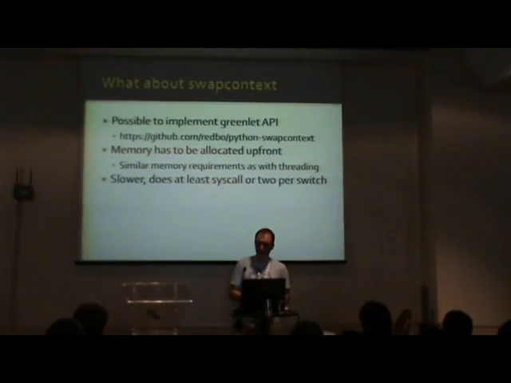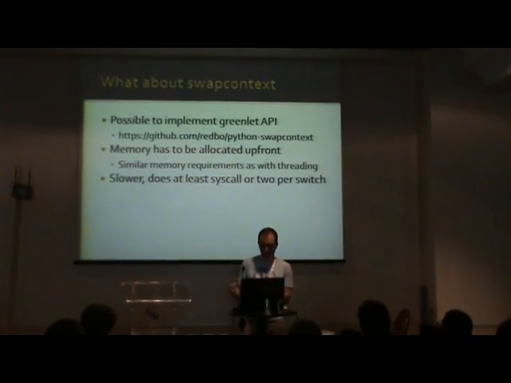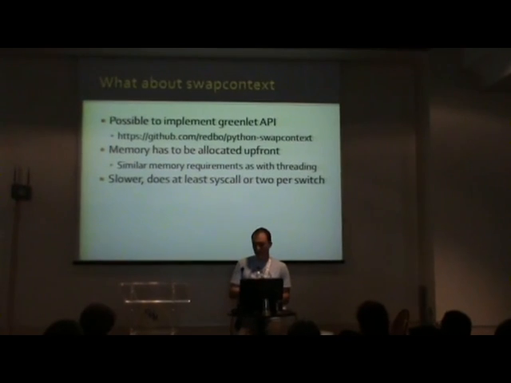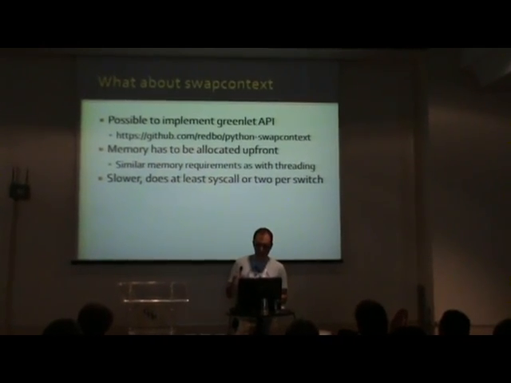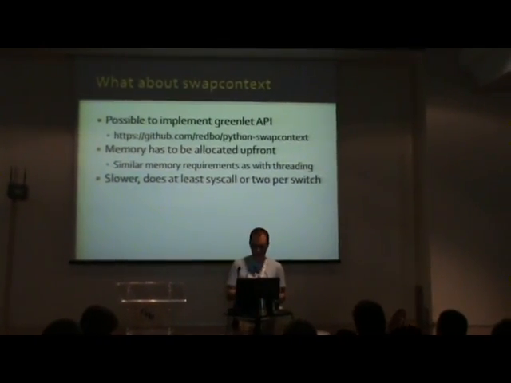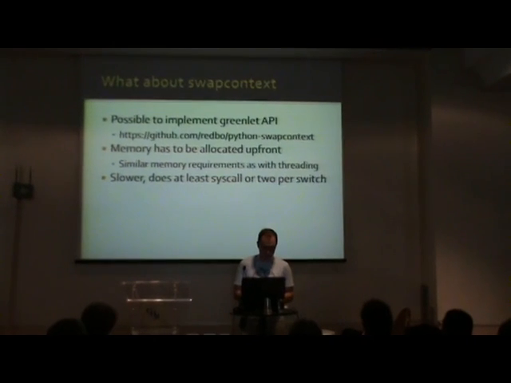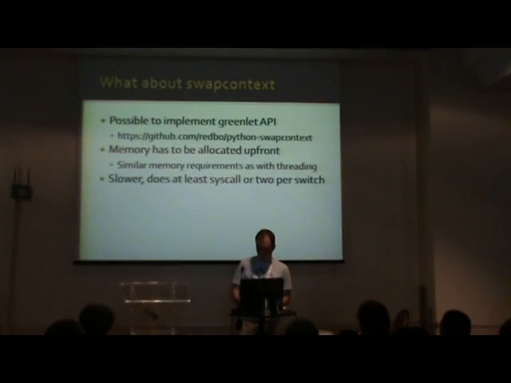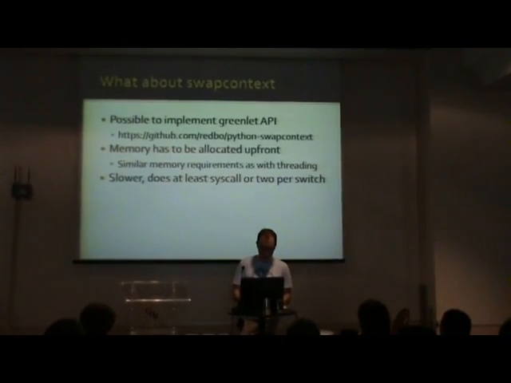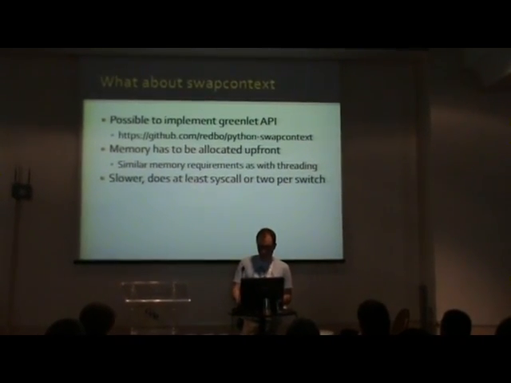The portability concern can be addressed somewhat with the swapcontext API. This is a POSIX API to do this kind of user-level switching. Swapcontext doesn't do the stack slicing, but instead it requires you to allocate the memory for the stack up front, so it has memory requirements comparable with threads, but still it's user-level threads and might be faster for your I/O applications. It also happens to be slower than Greenlet because it does a syscall on switch. And there is a really small subset of Greenlet implemented with swapcontext, mostly for benchmarking, not by me, but by Mark Barton, I think. And he did the checks.